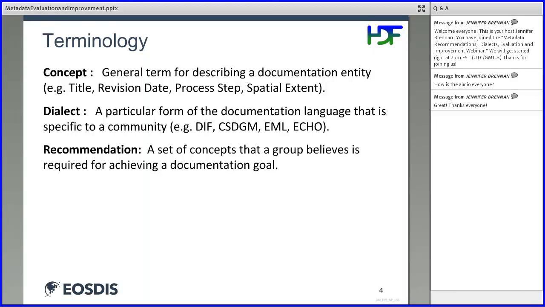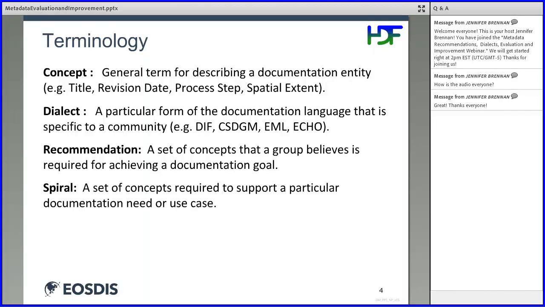Recommendations are sets of concepts that a group or organization believes is required for achieving a documentation goal. There are many metadata recommendations out there, and we'll show some examples of those. We'll hear quite a bit about them. Spirals are similar to recommendations. They're also sets of concepts, but instead of coming from an organization or a group, it's a set of concepts required to support a particular documentation need or use case. So both recommendations and spirals are sets of concepts, but they have different origins. In one case, an organization is making a recommendation. In other cases, a metadata provider is trying to address a particular need or use case.